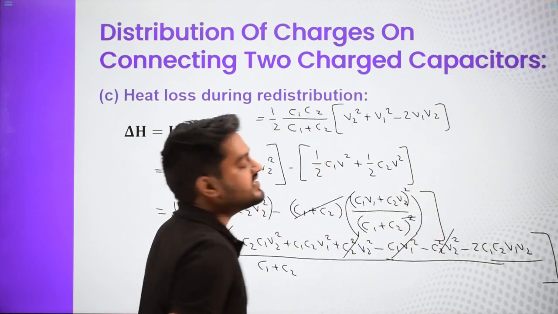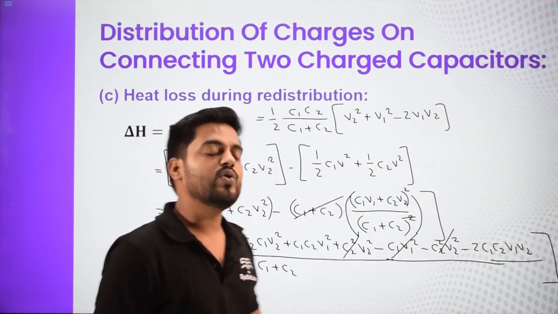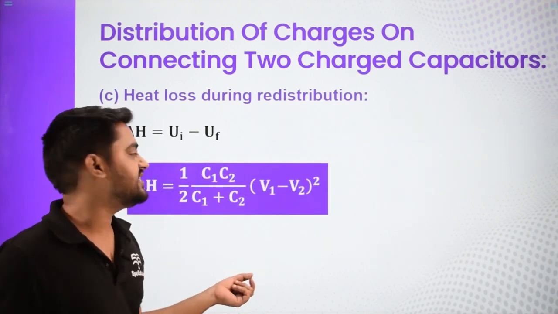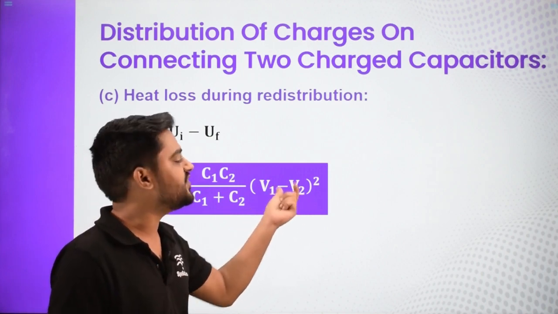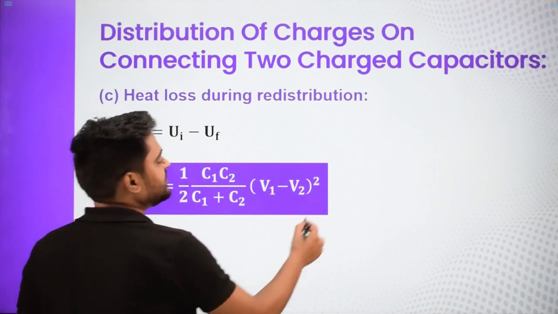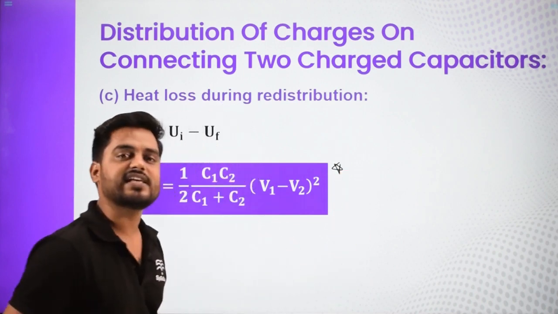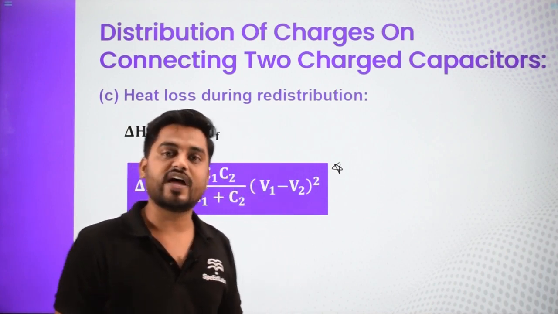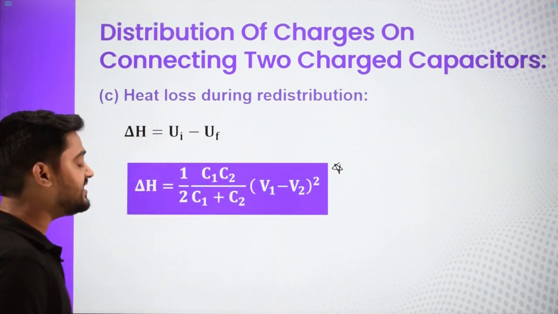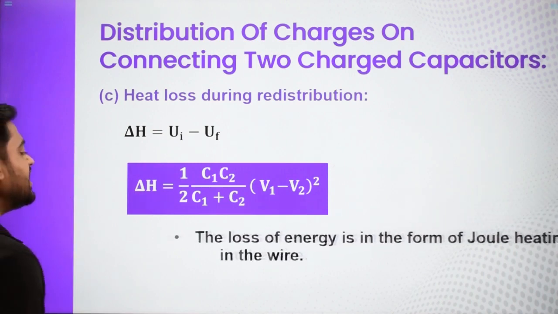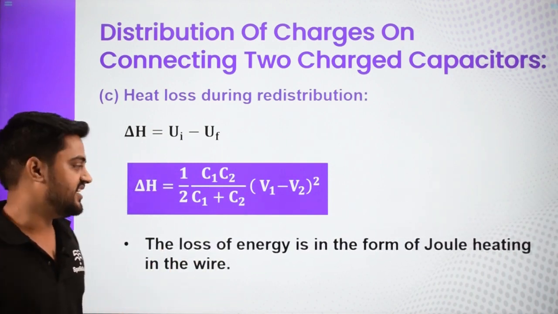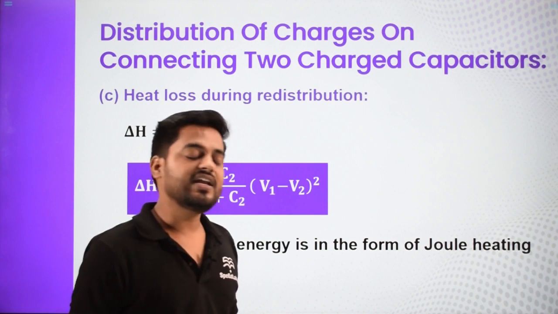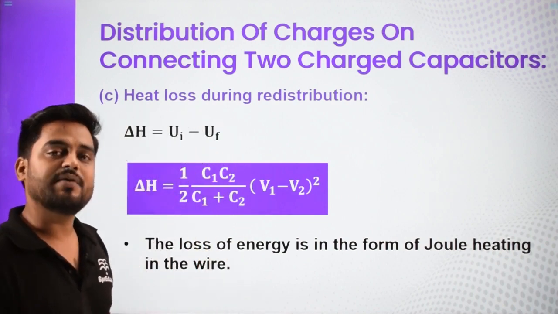And if you see this, this is the formula for V2 minus V1 whole square. So the final answer is half C1 C2 upon C1 plus C2 into (V1 minus V2) or (V2 minus V1) whole square. This is the expression which you need to remember. If you are able to remember it, it will be useful, as a lot of times they ask what is the heat produced after the redistribution of the charges, so we can directly apply this equation. You need to remember that this loss of energy goes into the joule heating of the wire. So the wire gets heated up and this energy is lost at the time of redistribution.